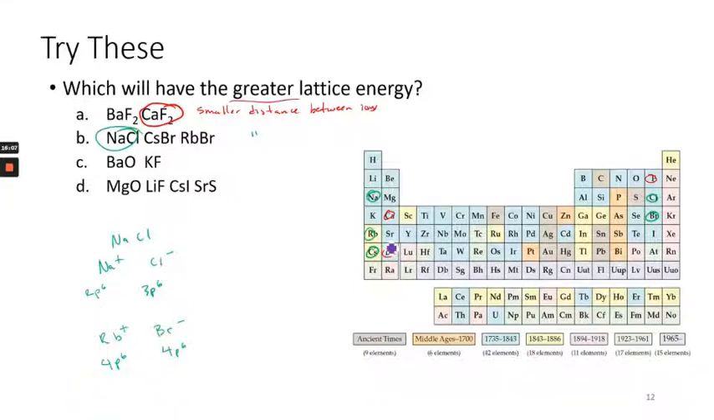Now let's look at barium oxide and KF. So barium oxide has more charge, so it will have a higher lattice energy. Okay? Higher charge.